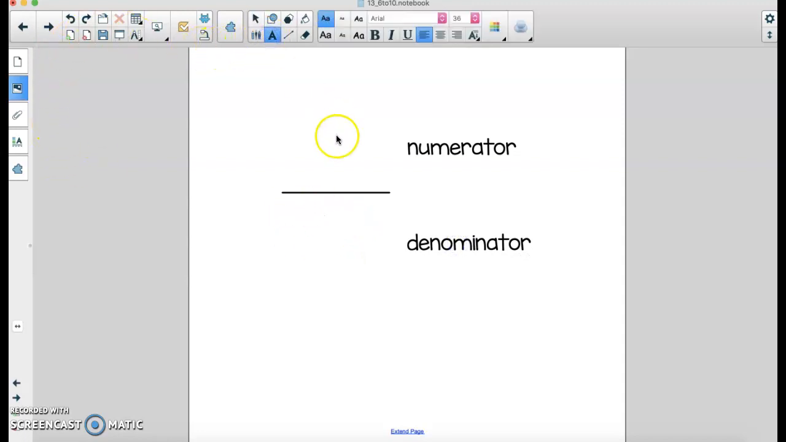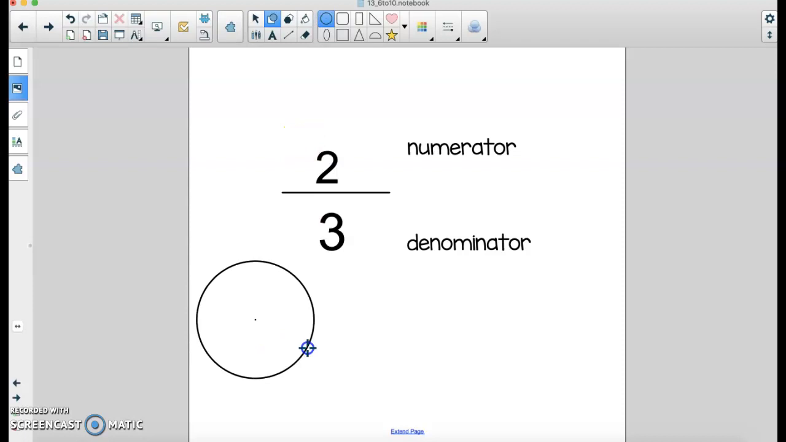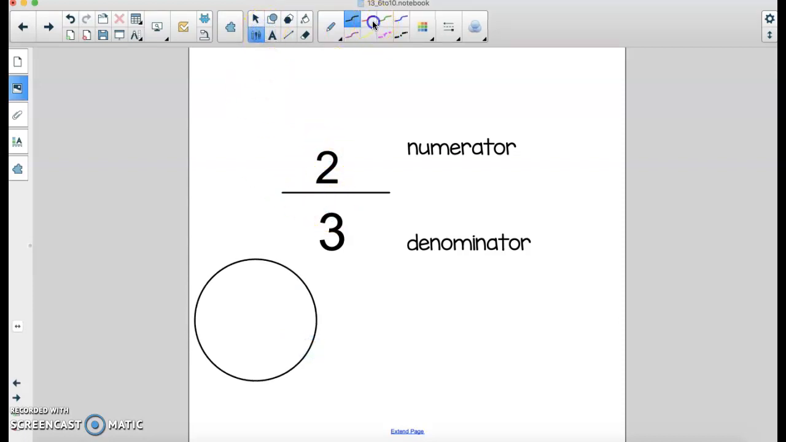So if I have the number 2/3, that would mean that my fraction, we say it like this, 2/3, and the denominator is how many pieces there are in all and how many pieces are colored in. So I'm going to make a circle just to show you what 2/3 means. And I'm going to draw my very best to make sure that they're equal parts.